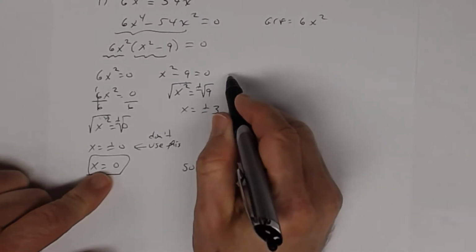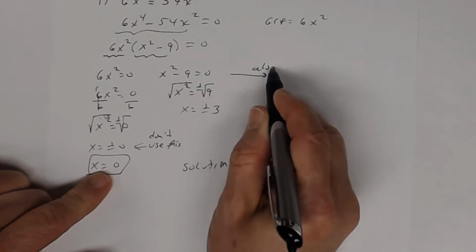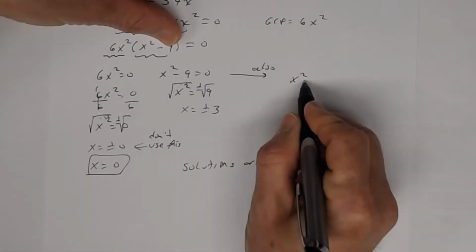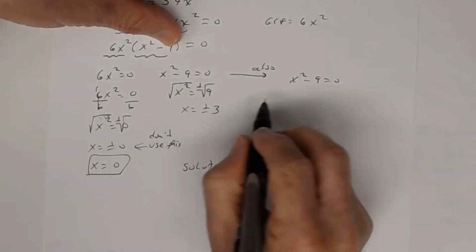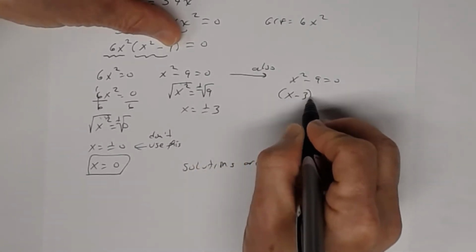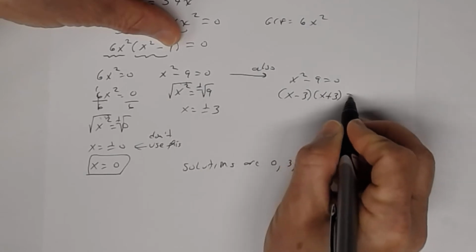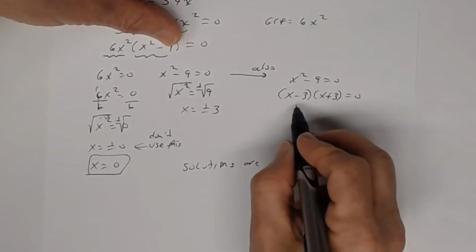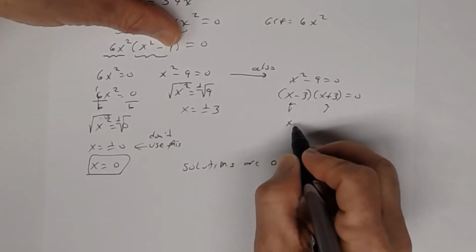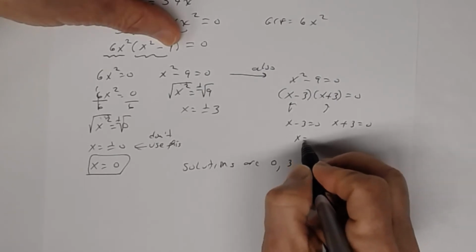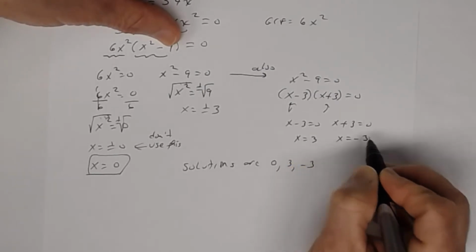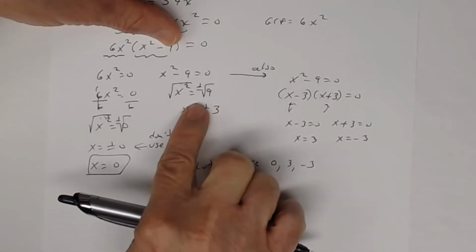But I also want to say this. Also, you could have, see this equation here? You could have known that that's the difference of two squares. And so you could have factored this as x minus 3 times x plus 3 equals 0. And then you would set each factor equal to 0 using the zero factor property. And so you get x to be 3, x to be negative 3. And you get the same thing as this.